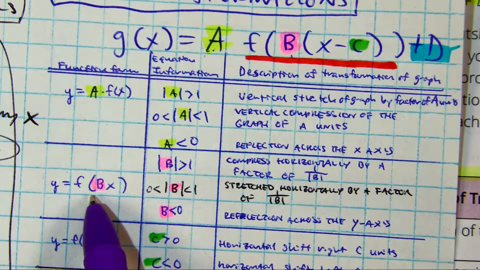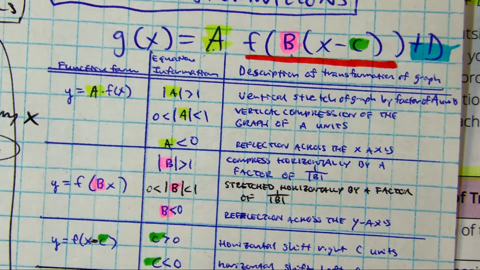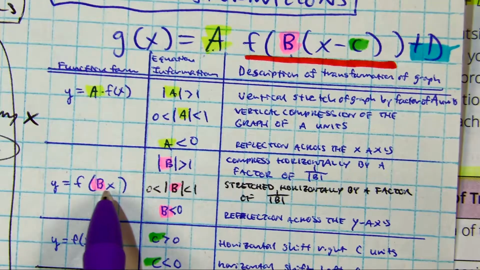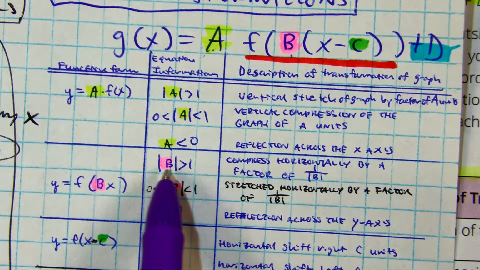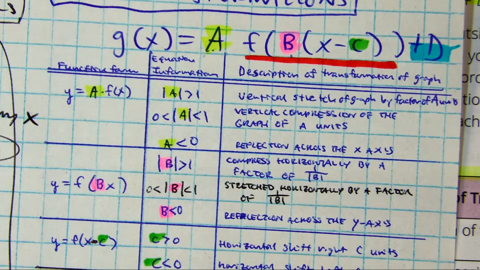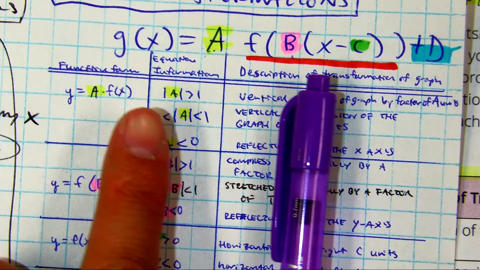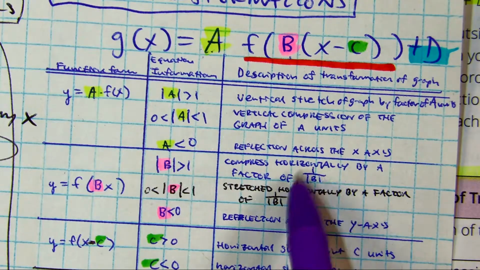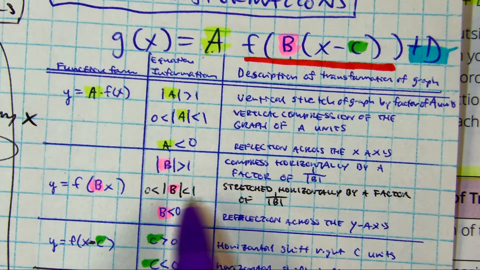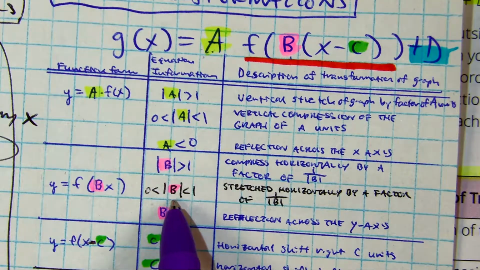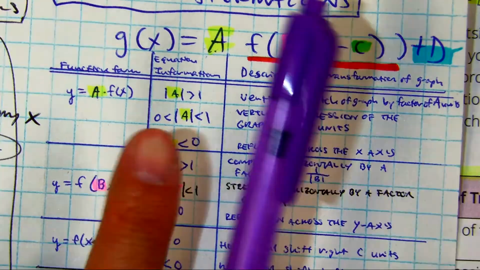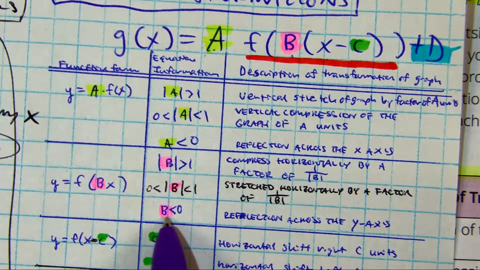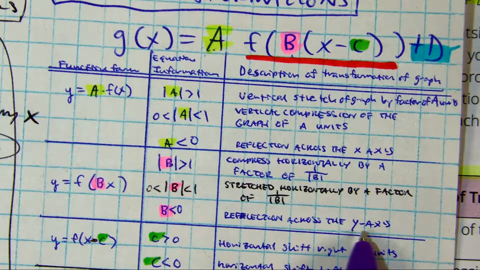The b value. Class, where's the b value? Inside or outside? Everyone say inside. It's on the inside to the left of the x. If the absolute value of b is greater than 1, then there is a compression horizontally by a factor of 1 over b. So you take your b value and put it there, and that's your factor. If it's between 0 and 1, like 3/4, 0.25, then it's stretched horizontally by that factor. And if it is less than 0, which basically means if it's negative, it's going to be reflected over the y-axis.